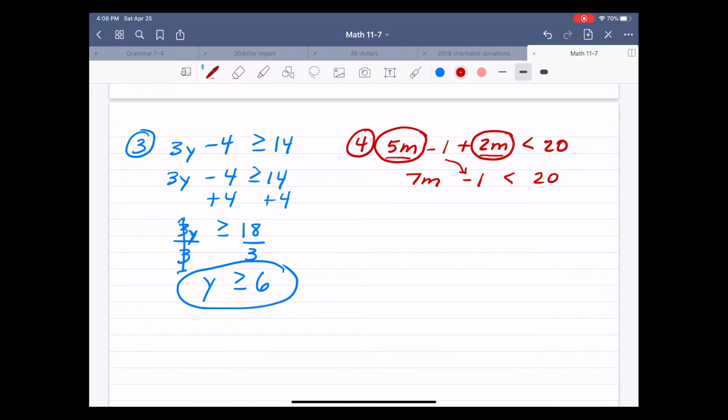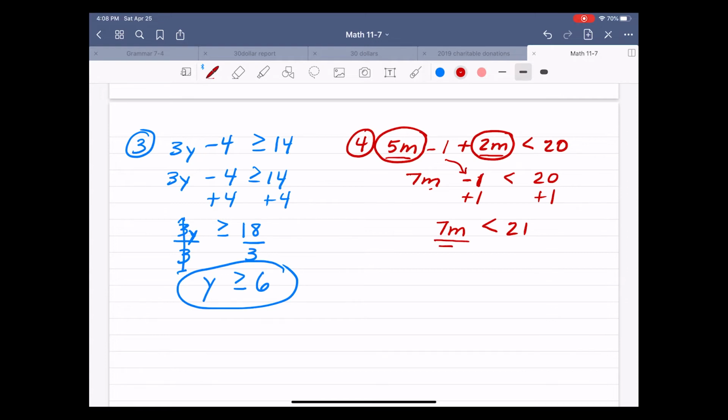Now I know my variable is m, but this minus 1 is in the way. I've got to get rid of it. I'm going to add 1. If I add it to the left, I've got to add it to the right, and I'm left with 7m is less than 21. And then I have 7 times m.